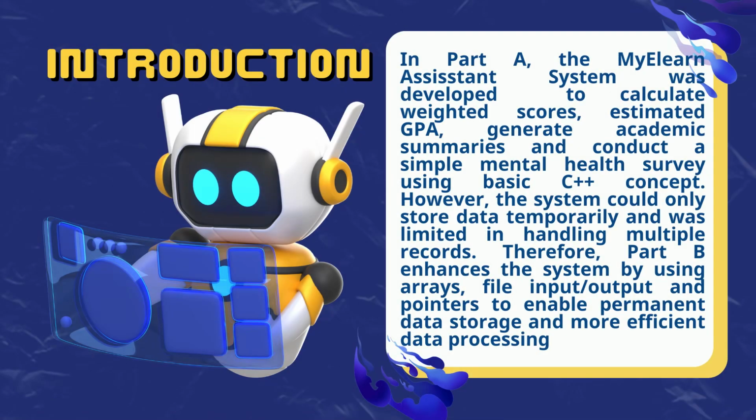In Part A, the MyElearn assistance system was developed to calculate weighted score, estimate GPA, generate academic summaries, and conduct a simple mental health survey using a basic C++ concept. However, the system could only store data temporarily and was limited in handling multiple records. Therefore, Part B enhanced the system by using array, file input-output, and pointers to enable permanent data storage and more efficient data processing.